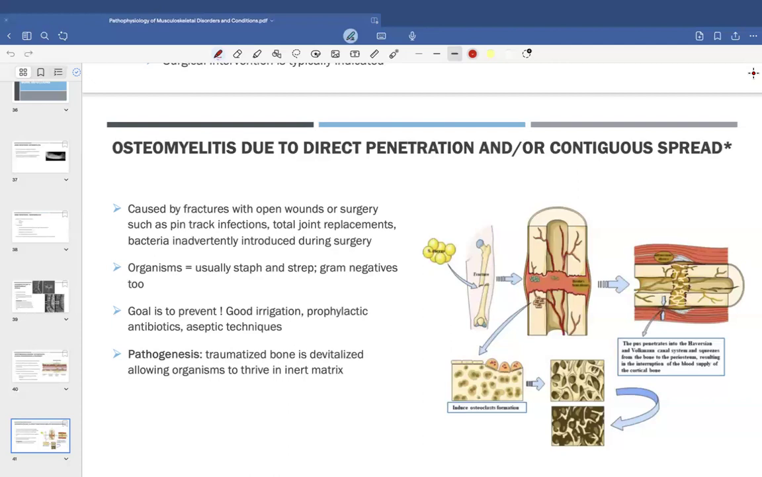Probably some of you may not have seen what a piece of cloth looks like after a moth eats it, and it's got little holes in it. So that's what the bone looks like, what they call a moth-eaten appearance.